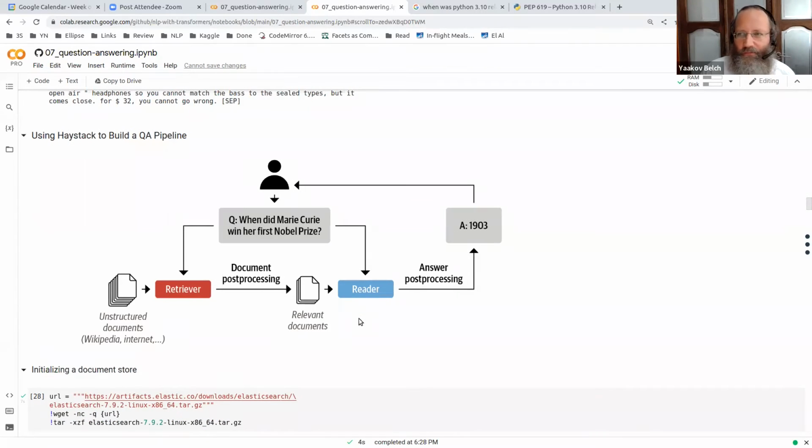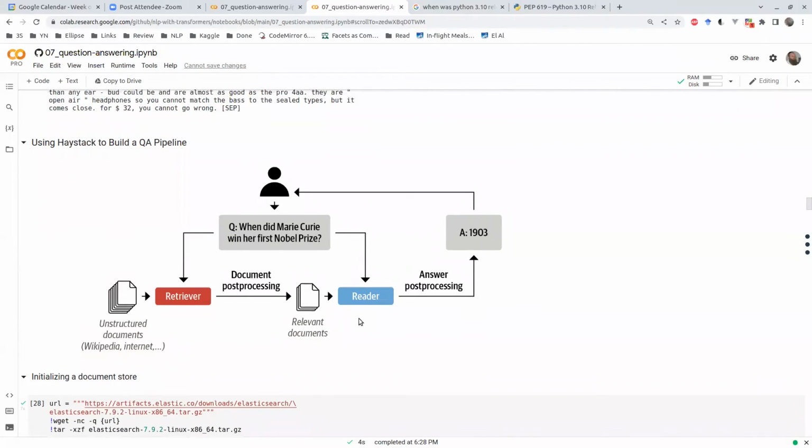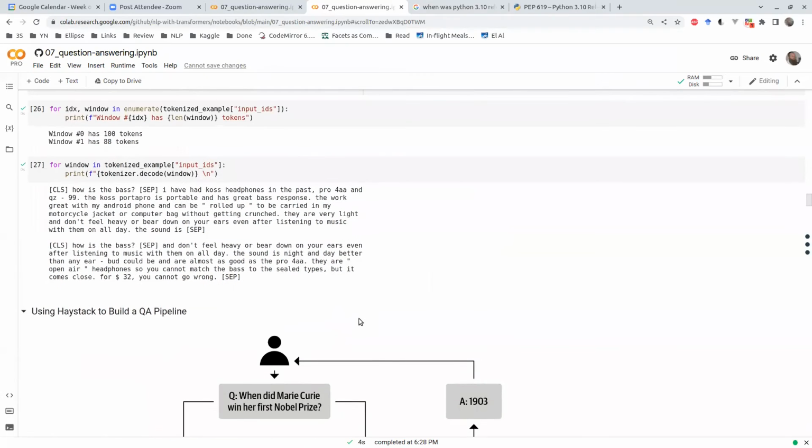My question is just a simple question. Does anybody know how to create this question answering data set, like to train a model, how this kind of data set is created? This has been discussed in the chapter. So I tell you the answer.